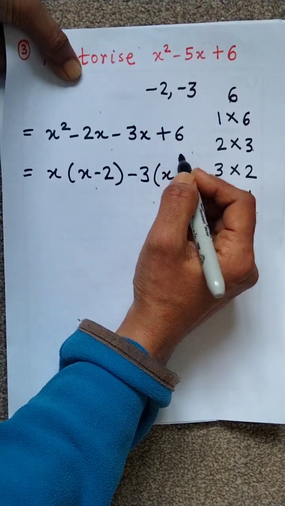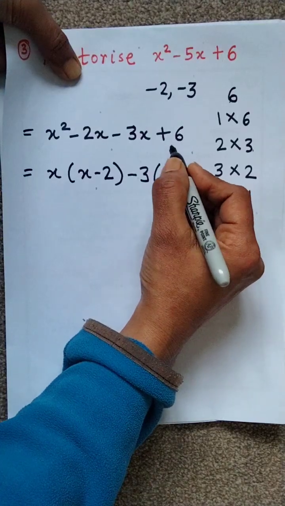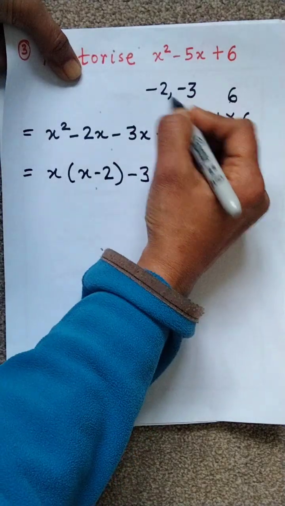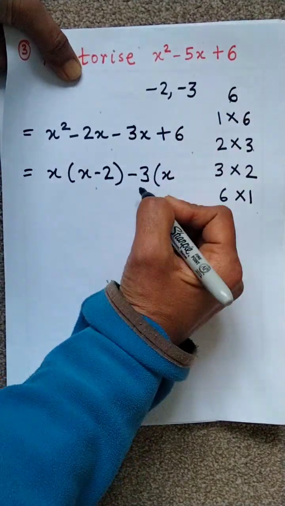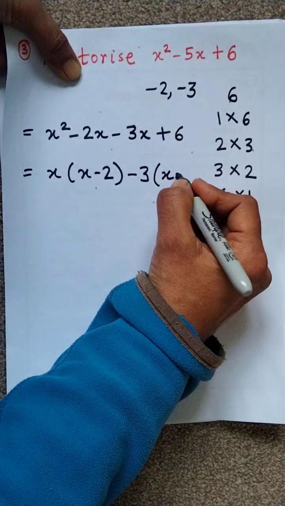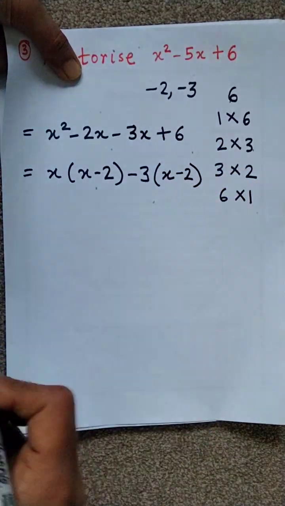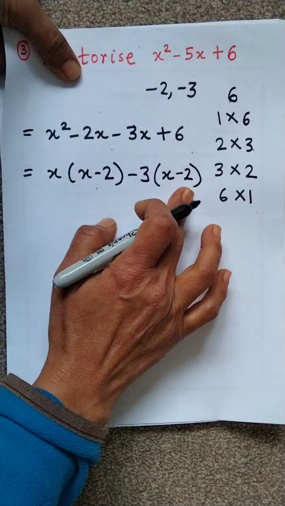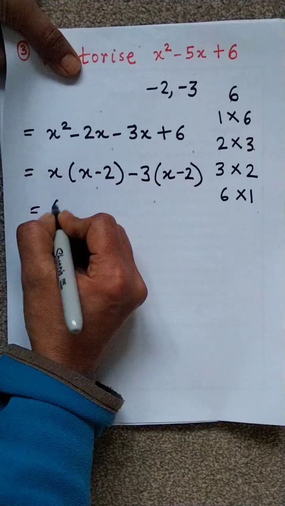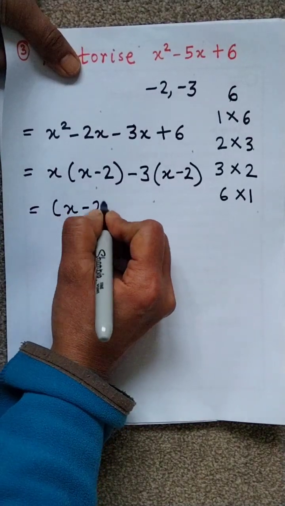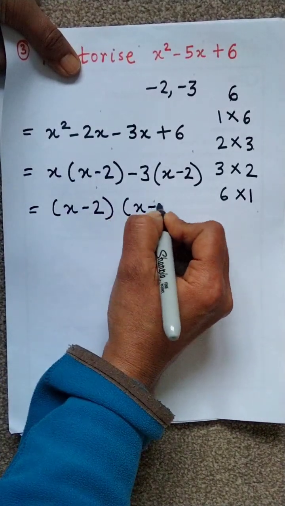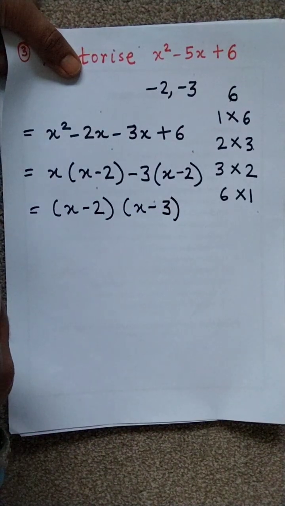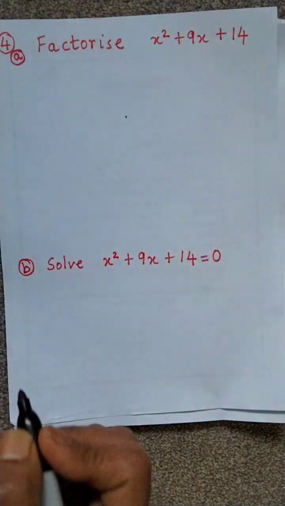And 6 can be written in the form of 2 times 3. So it can be written as -3 times -2. So -3 is outside. What remains? -2 now. So -2 remains inside the bracket. So x minus 2 and x minus 2 are common. So we put here x minus 2, and what remains? X minus 3. So this is the required answer. Hope you understood. Now another question.